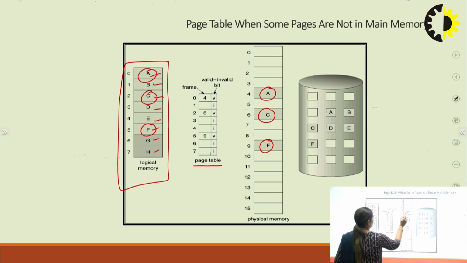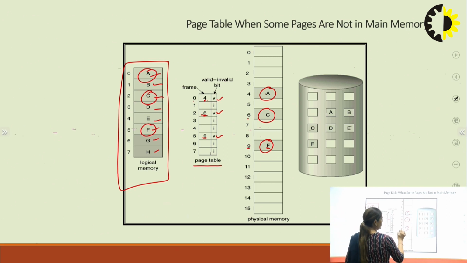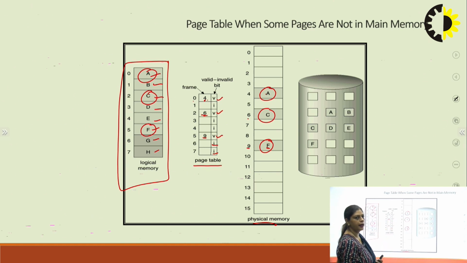Now, A is kept at 4, C is kept at 6, and F is kept at 9. All these 3 bits are valid, meaning they are set to 1. It's V, valid. That means these pages are present in the physical memory, right? All others are invalid. That means they are not present in the memory or they are empty, right?